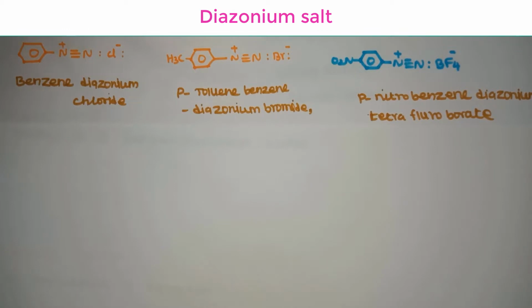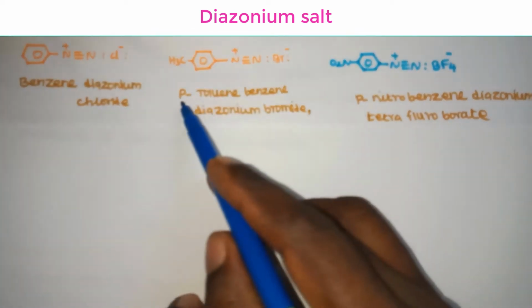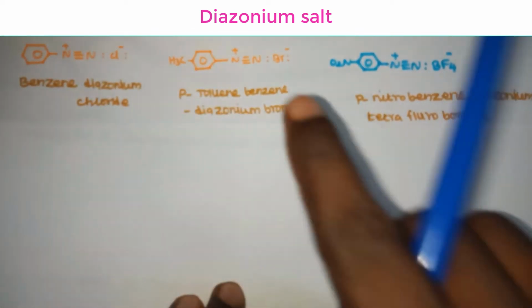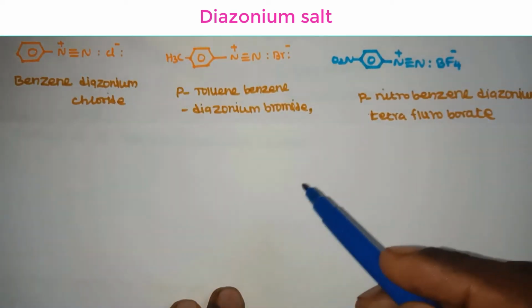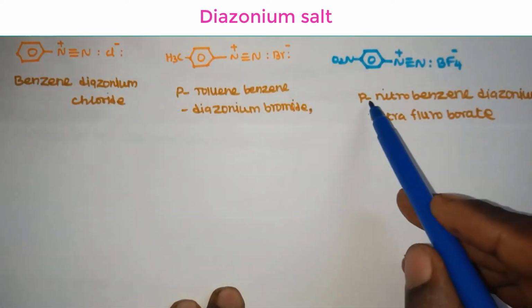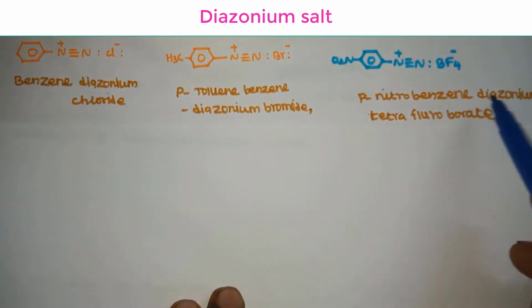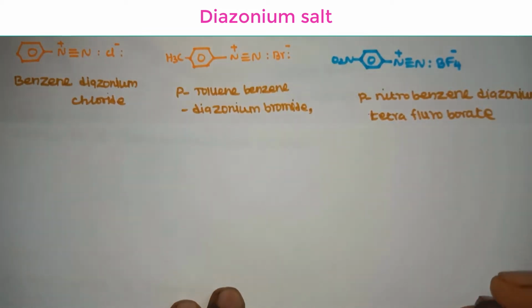First one is benzene diazonium chloride. Second one is para-toluene benzene diazonium bromide. This is toluene, para-toluene benzene diazonium bromide. Next one is para-nitro benzene diazonium tetrafluoroborate. All these are examples of diazonium salt.